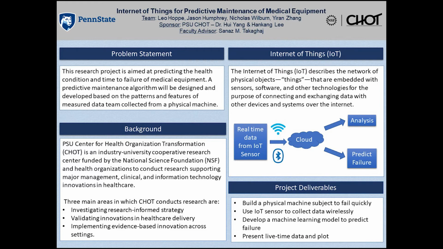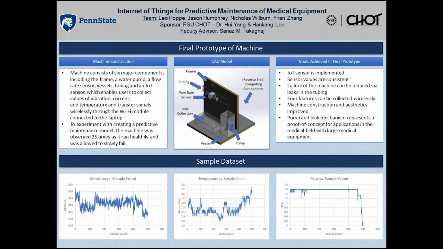The project deliverables involve building a system or machine that will fail quickly. We're going to be using the IoT sensor to collect data wirelessly. We're going to be developing a machine learning model to predict failure, and lastly, presenting that data and plotting it for the user. Once we had those deliverables defined, we knew we needed to make a machine that somewhat resembled a medical device, as well as could fail on a consistent basis that we could collect data on.